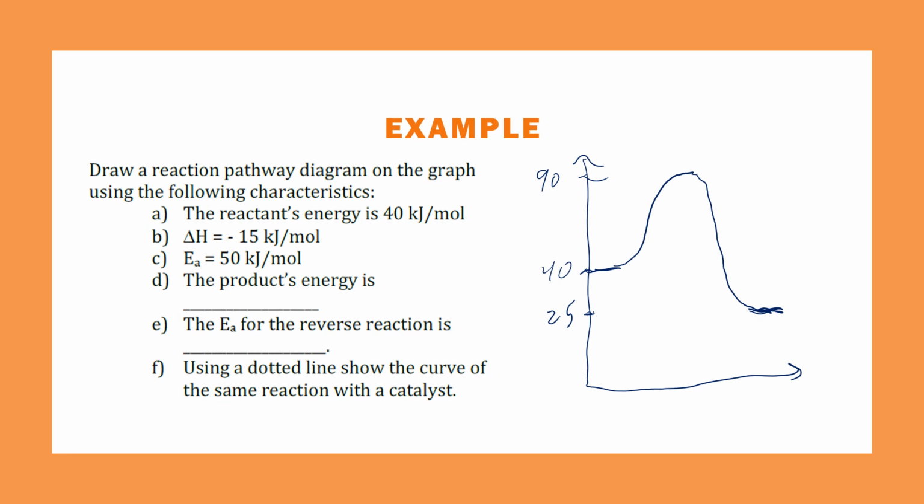And so there's our diagram, the product's energy is at 25 kilojoules per mole. The activation energy for the reverse reaction is the difference between the products and the activated complex, which is 65 kilojoules per mole. And then it says using a dotted line showing the curve of the same reaction with a catalyst, so you want to show it at a lower activation energy. Doesn't specify where, but starting and ending at the same spot.